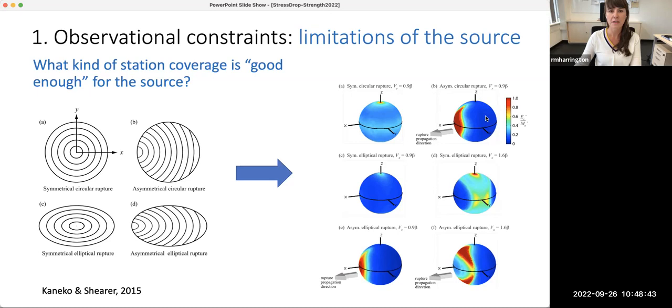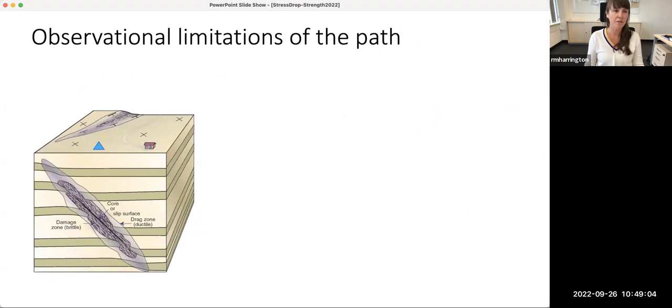So if you imagine that a seismic station is taking energy from one ray which traveled off one point on the focal sphere, depending on where your station is located, you might get an extremely different measurement or estimate of energy than if you were to take it from a different point. There are also observational limitations which are not necessarily related to the source, but to the travel path.